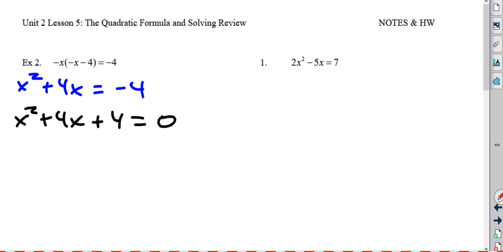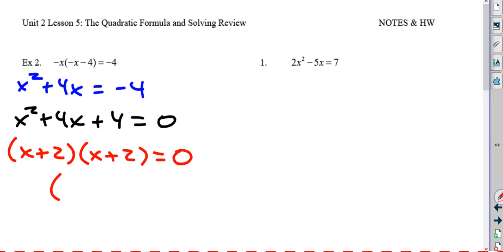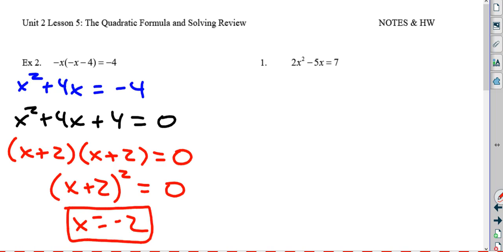All right, but this actually factors: two numbers that multiply to 4 that add up to 4, or 2. Right? And I get x plus 2 squared. All right, and x equals negative 2. So you do have a choice with this one. All right, we can complete the square or you can factor it. You should get the same thing. Okay, so go ahead and try number 1 here and see what you get.